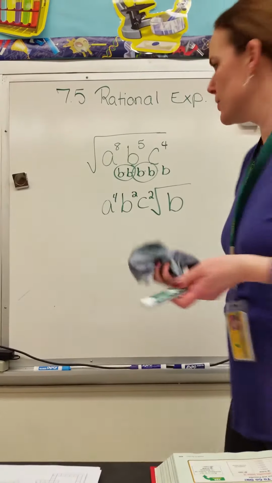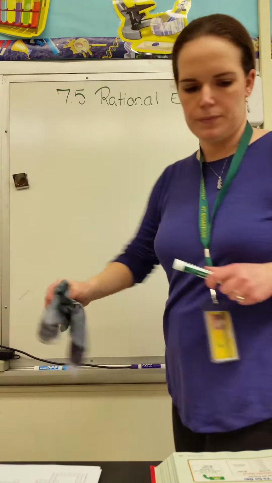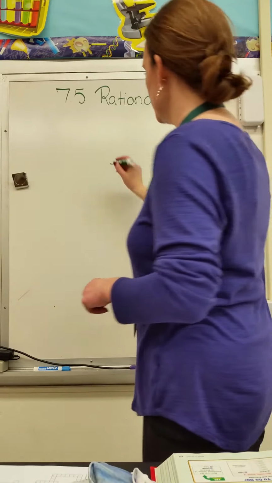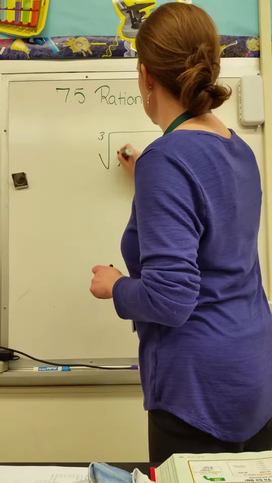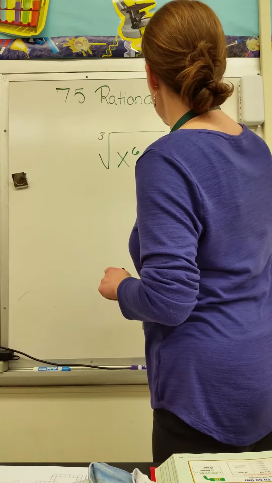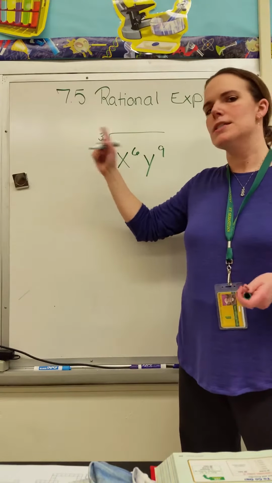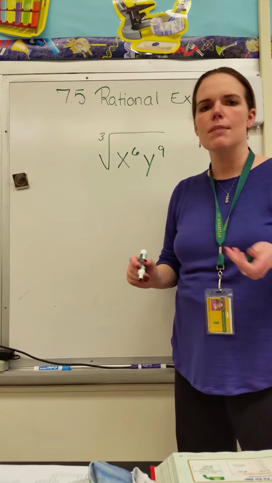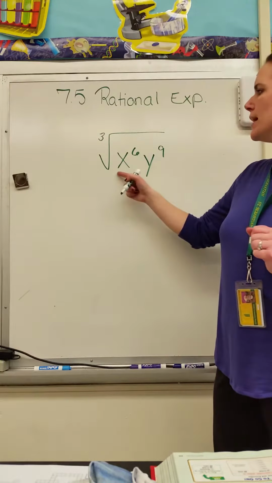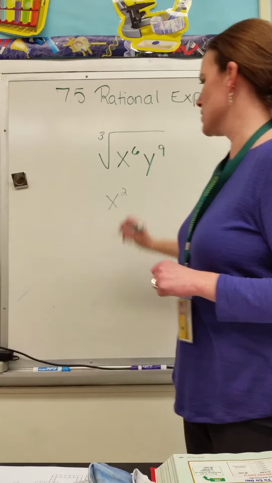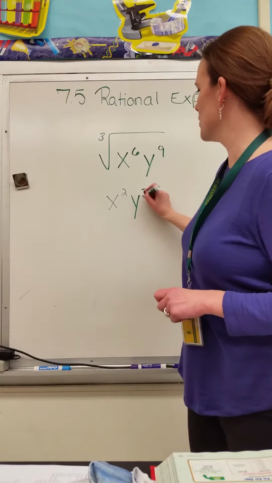When it's not a square root, say it's a cube root problem, let's say it's x to the 6, y to the 9. When it's a cube root, again, you're just dividing by whatever the root is. So this time it's asking how many groups of 3 do you have? So in x to the 6, I would have 2 groups of 3. In y to the 9th, I would have 3 groups of 3.